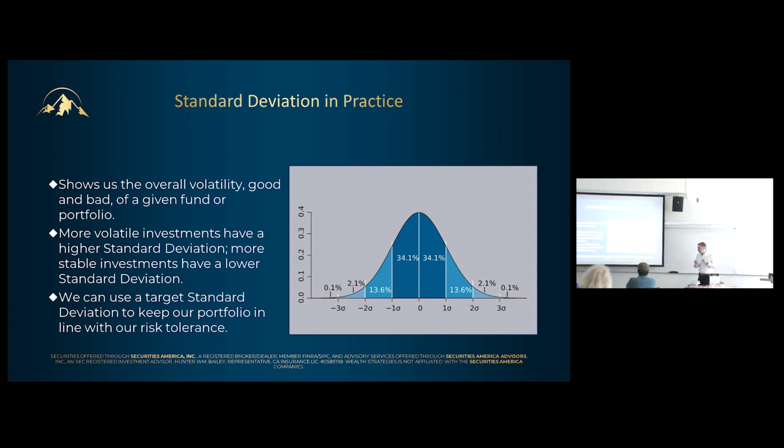And you can have a low standard deviation on something that returns 5% or 0% or 10%. All that means for it to have a low standard deviation is that you don't see wildly different returns from year to year. So standard deviation is not necessarily telling you that you're going to earn a lot or you're going to earn little, but it's telling you how far from what is typically expected can I expect to go on any given year. We can use a target standard deviation to keep our portfolio in line with our risk tolerance.